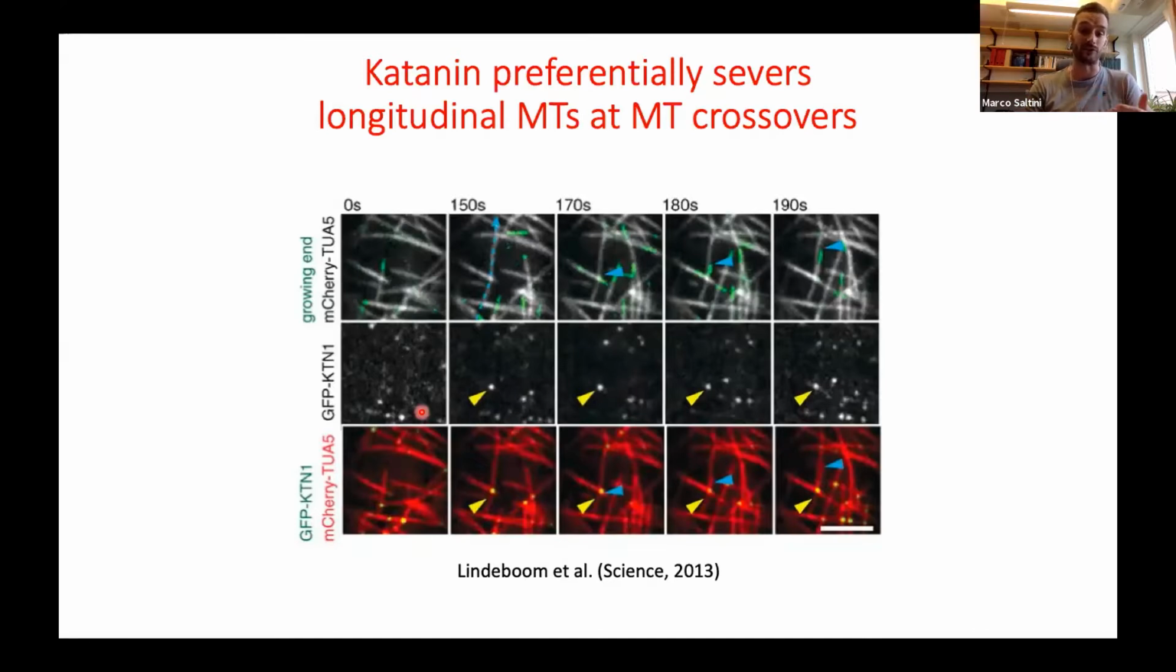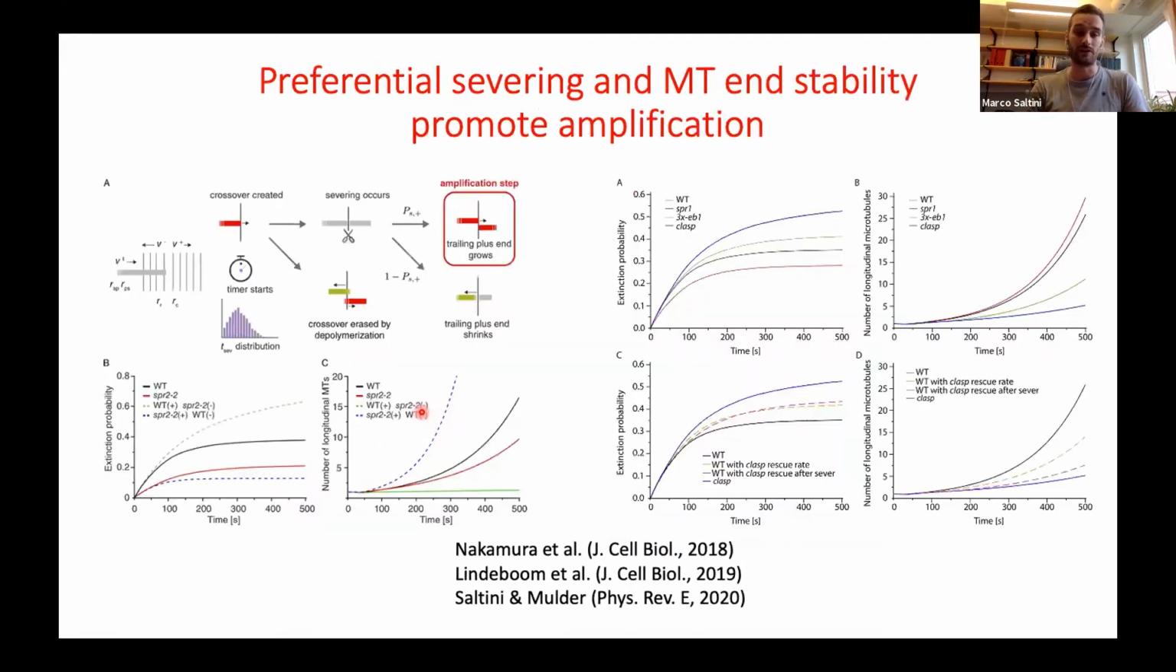And the iteration of these kind of severing events results in the effective creation of this new array in the longitudinal direction. Now, in previous works, we have identified what are the main drivers of this reorientation, which means that we identified the factors that play a major role in order for the reorientation to occur.